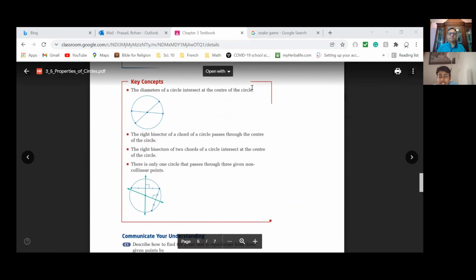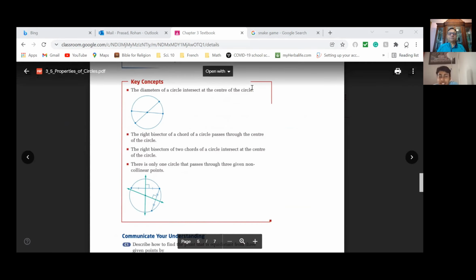So first identify 2 chords, any 2 chords. You draw any 2 chords, then draw right bisectors. Okay. Perfect. So that is how we'll do it. Now, I'd like you to do question number 9, the last question on this. Okay.